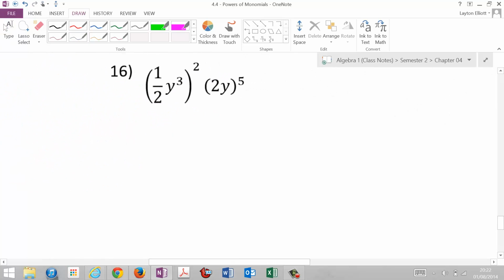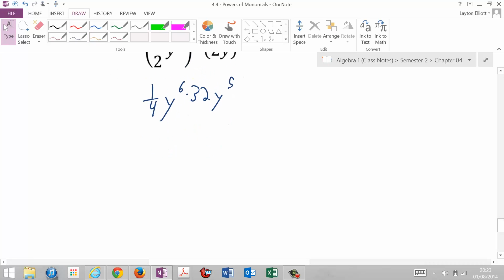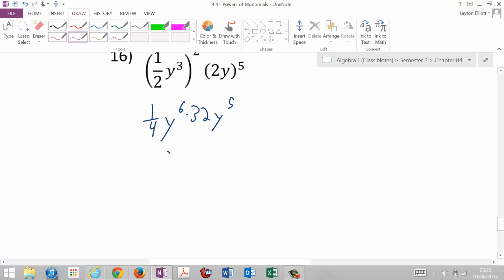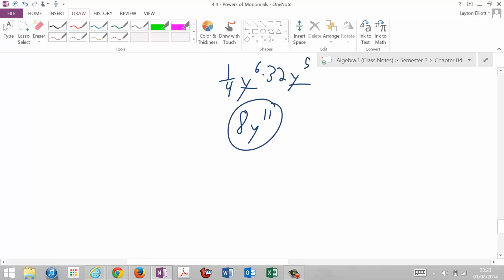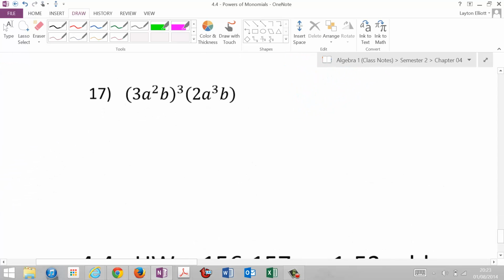Number 16, 1/2 squared is 1/4. Y to the 3rd squared is y to the 6th. 2 to the 5th is 32, and y to the 5th is y to the 5th. 1/4 of 32 is 32 divided by 4, and y to the 6th times y to the 5th is y to the 11th. I believe that's the last one.